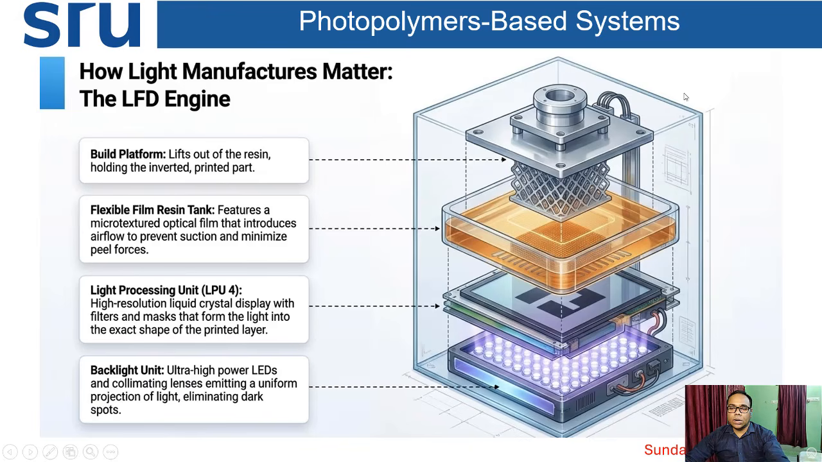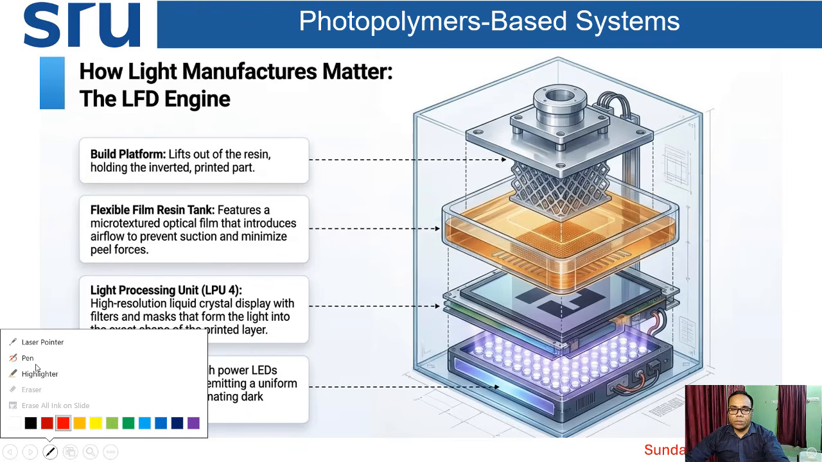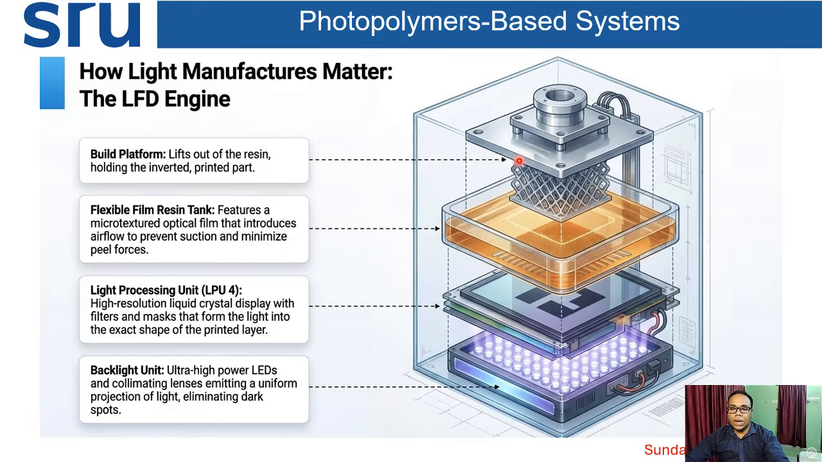Taking care of the total machine. So this is the build platform. On this build platform, the layer upon layer development or solidification of this liquid material or liquid resin will take place. This resin will be photo curable, meaning once UV light falls upon this surface, solidification or photosynthesis will take place on that resin material, and then layer upon layer solidification of that liquid material will take place, and the part will get developed.